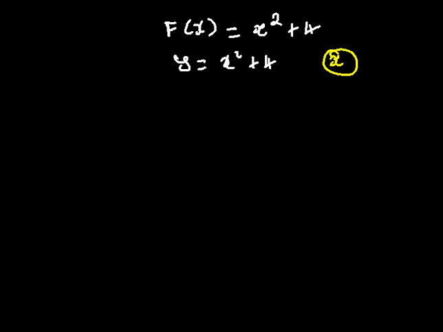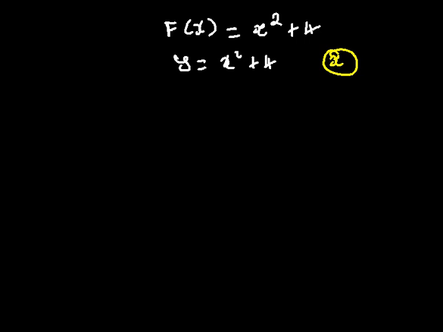Let's say we have the function f of x is equal to x squared plus 4. Mind you, having f of x, it is the same as y is equal to x squared plus 4. So let's use this function. Determine if the function is symmetric about x.